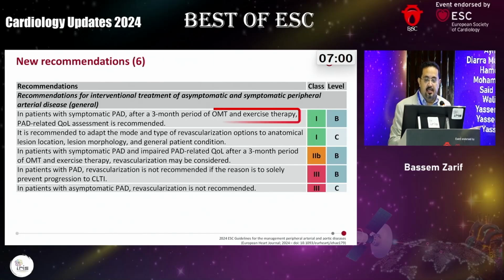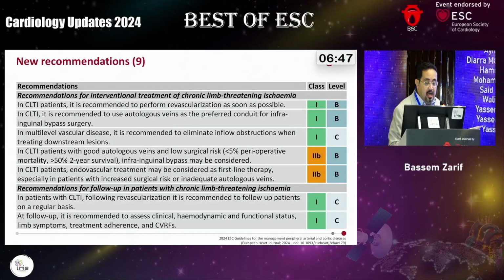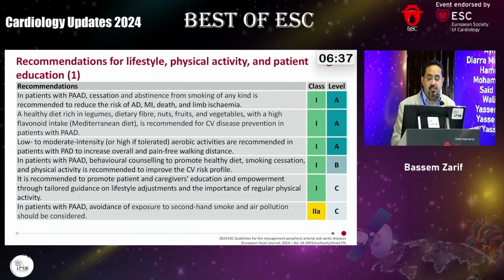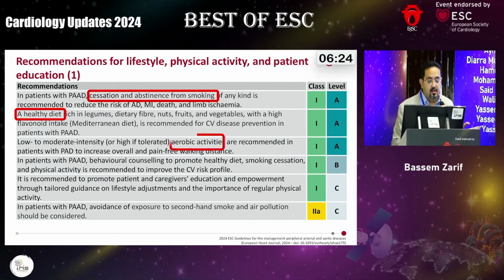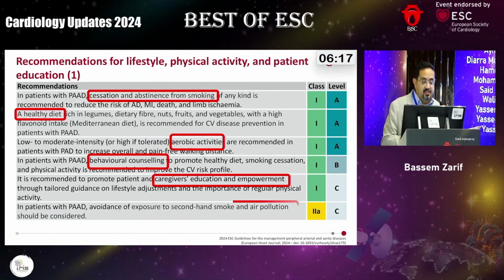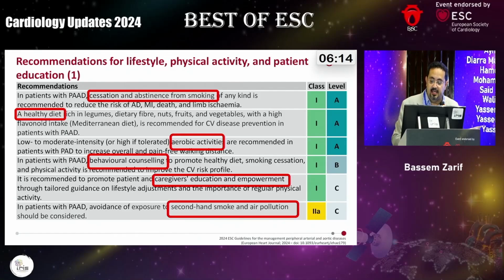Another important part is that in asymptomatic or symptomatic patients, you have to have optimal medical therapy for at least 3 months before you think of revascularization. And finally, regarding intervention in chronic limb-threatening ischemia, although revascularization is the destination therapy, we have to consider the overall risk factor control: cessation of smoking, healthy diet, aerobic activities, and behavioral counseling, and caregivers' education and empowering, all of these with thinking about secondhand smoking and air pollution.